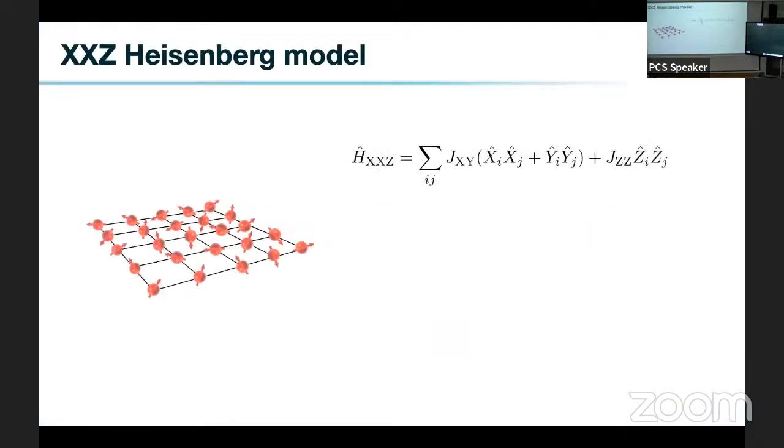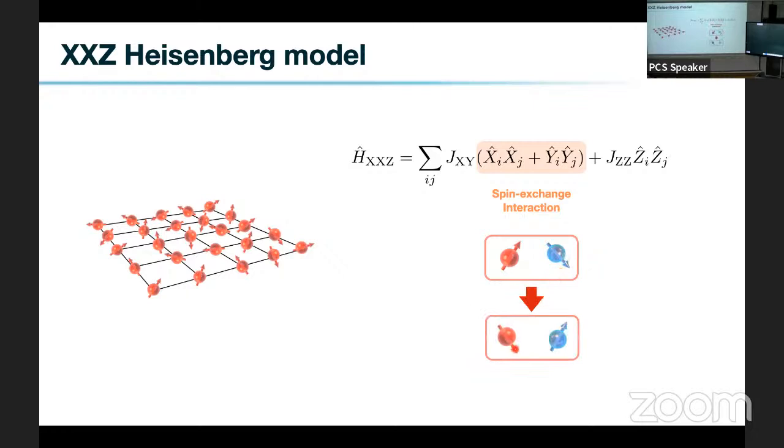So let me explain the Heisenberg model first. I think all of you are very familiar with this. This model assumes the interaction between the nearest neighbor spins, and the interaction is written in this way. And this interaction can be divided in two parts. The first is the spin exchange interaction, and literally this interaction makes these two spin states exchange. Like an up-down state can be changed to down-up by this interaction.